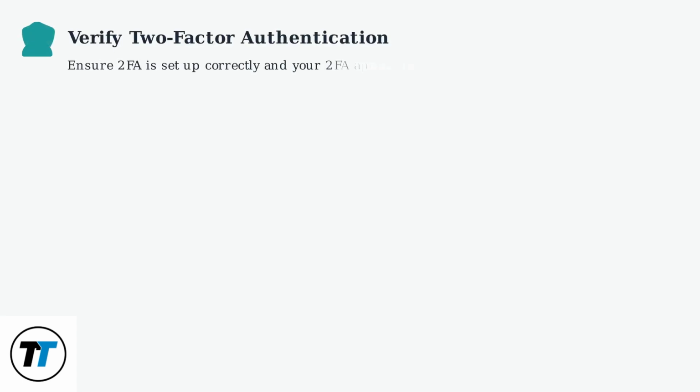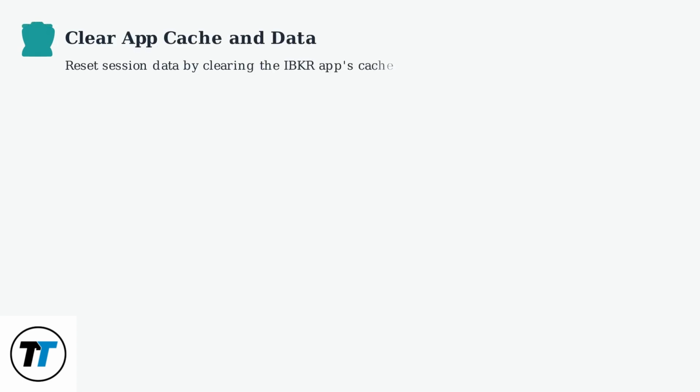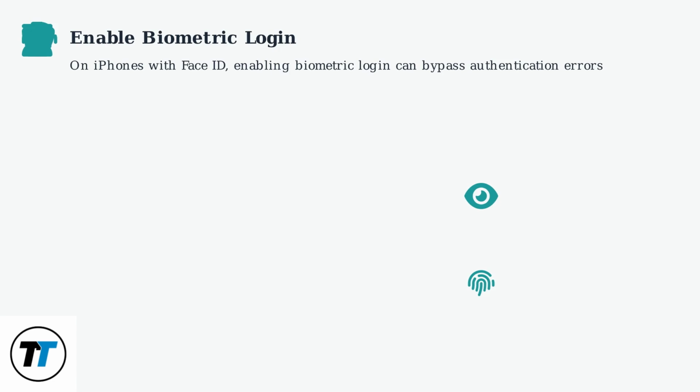Double-check your login credentials, including your username and password. Ensure they are entered correctly to avoid authentication errors. Ensure two-factor authentication is set up correctly and that your 2FA app is up to date. Outdated apps can cause login failures. Try clearing the IBKR app's cache and data to reset your session data. This can resolve persistent login issues. On iPhones with Face ID, enabling biometric login can bypass recurring authentication errors. Set up Face ID properly for smoother logins.